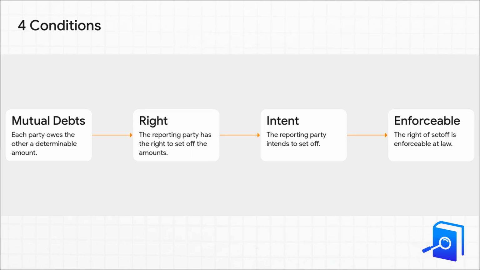And claiming this right is not easy. You have to meet all 4 of these conditions. The debts have to be mutual, you need the legal right, and the actual intent to do it. And it has to be legally enforceable, even if someone goes bankrupt. The bar is set this high for a really good reason. It stops companies from hiding the true scale of their financial relationships. It is all about transparency.